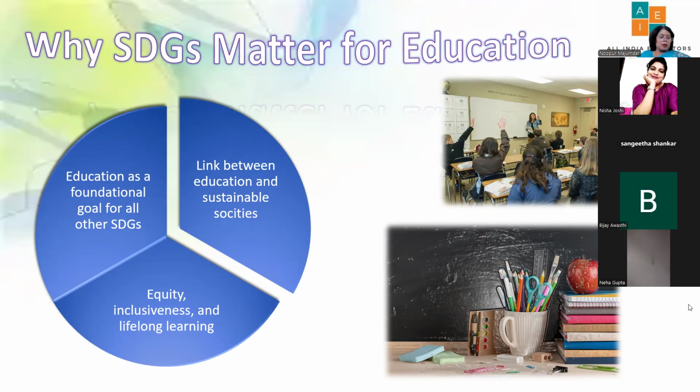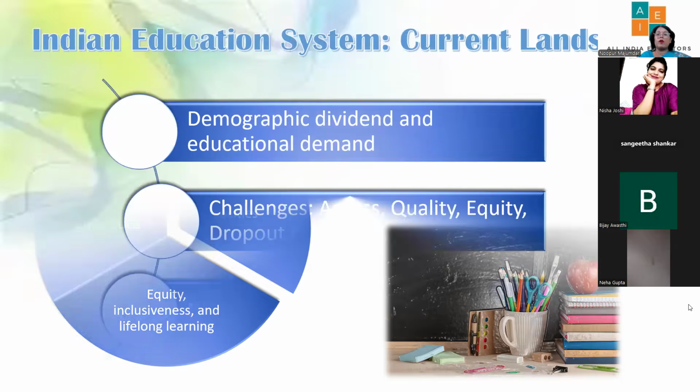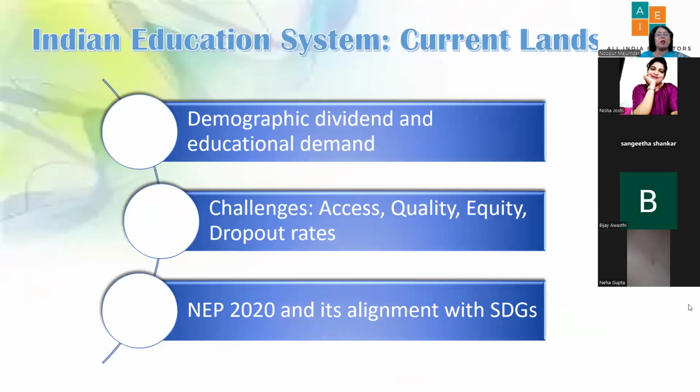In a fast changing world, the capacity to learn is more important than ever. It supports SDG goal 8, that is decent work, and goal 9, that is innovation, by building a future-ready population. Future-ready populations should be there with skills, right? And upskilling is also very, very important. Equity will give access, inclusiveness gives belongingness, and lifelong learning gives purpose. So that is why the SDG is very, very important.